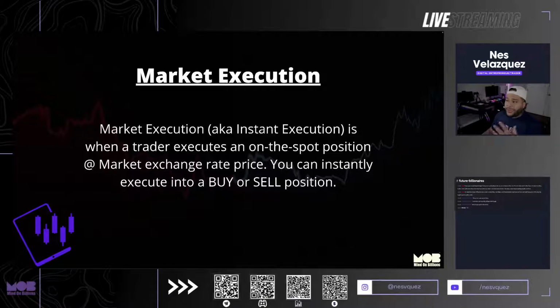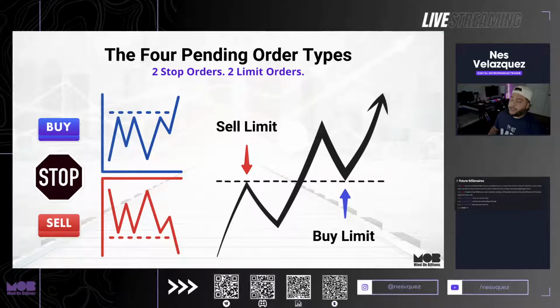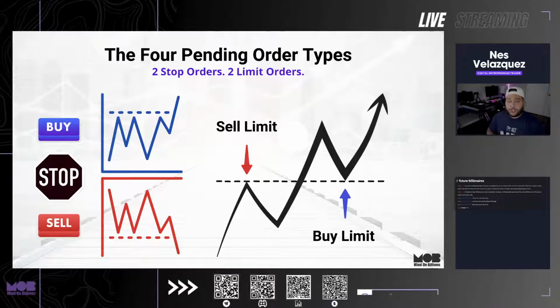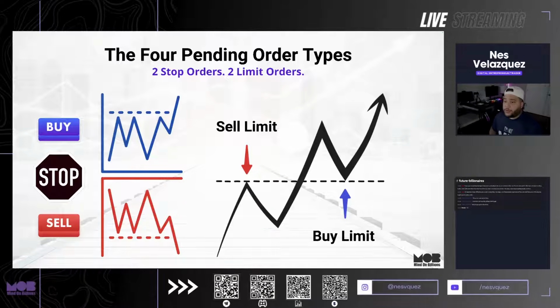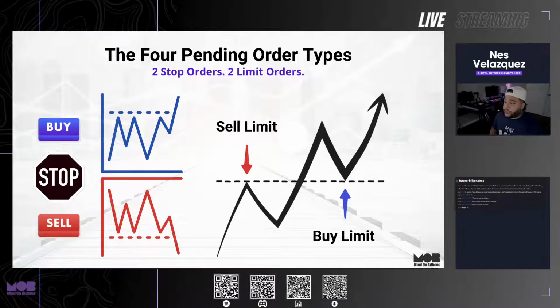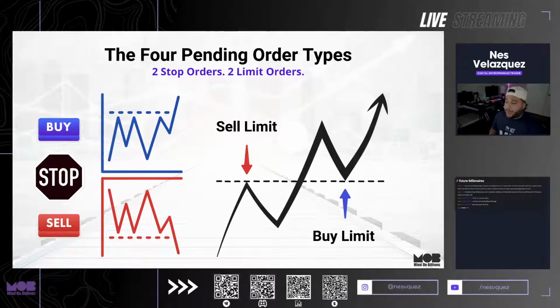Market execution or instant execution is when a trader executes an on-the-spot position at the market exchange rate. You can instantly execute into a buy or sell position, and I'll show you how that looks in just a couple of seconds here. There are 4 pending order types when it comes to the Forex market. You have your buy stop, your sell stop, your sell limit, your buy limit.